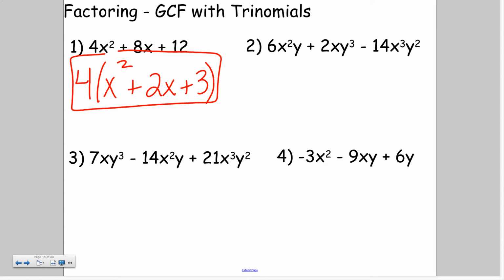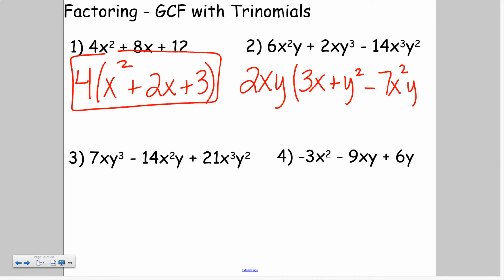Number 2, I can take out a 2, an x, and a y, which leaves me with 3x plus y squared minus 7x squared y. And if you look at what's left of that trinomial, there is nothing in common for all 3 of them. There is an x there, and there's an x squared there. So they have an x in common, but it's got to be all or nothing. That's why I don't take out another x.